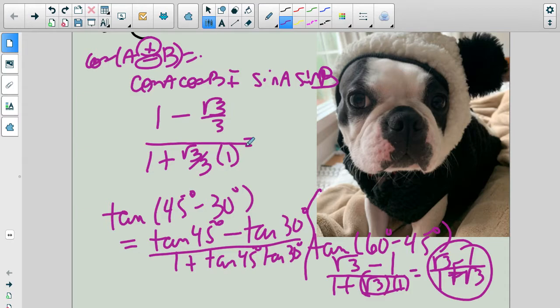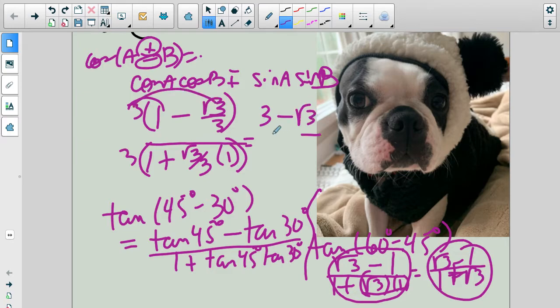Do y'all see why I would rather use tangent of 60? Because I have no fractions in my fractions. I want to allow you to leave a complex fraction, which means a fraction in your fraction. So to fix this up, I would multiply by 3 on the top and 3 on the bottom. That gives me 3 minus square root of 3 over 3 plus square root of 3.